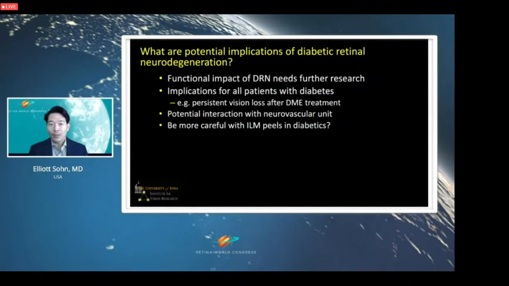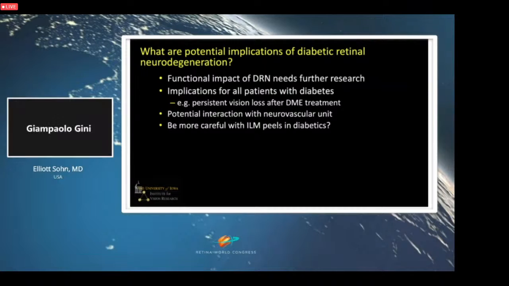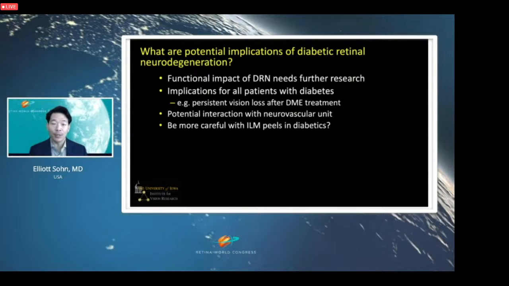So what are some of the potential implications of this? Well, I think the functional impact on the retinal sensitivity is something that really is being worked on right now. It needs further research. But one of the points I want to drive home to you today is the fact that this has implications for all patients with diabetes. Again, it was dependent, as we saw in the human study, on the duration of diabetes, not on the hemoglobin A1C.